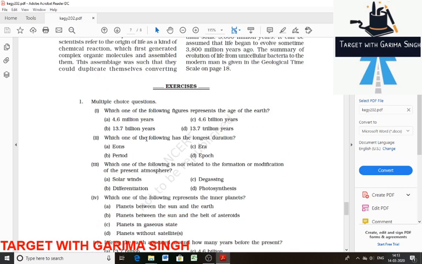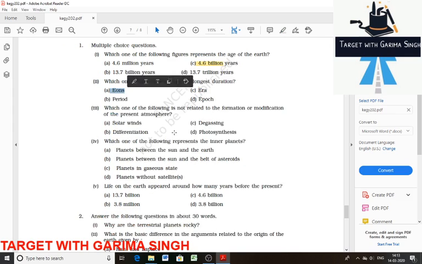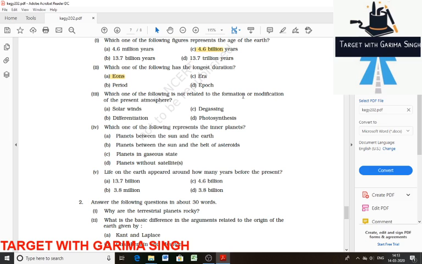Which one of the following figures represents the age of the Earth? So it's B, 4.6 billion years. Then, which one of the following has the longest duration? So it's eons. Then, which one of the following is not related to the formation or modification of the present atmosphere? It's differentiation.